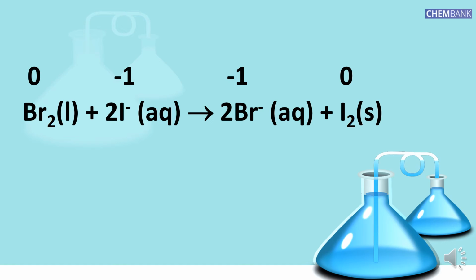Bromine can displace iodide ion in solution. So bromine plus iodide ion gives bromide ion and iodine. You should balance the equation. See that oxidation number of bromine changes from 0 to -1, and oxidation number of iodine changes from -1 to 0.